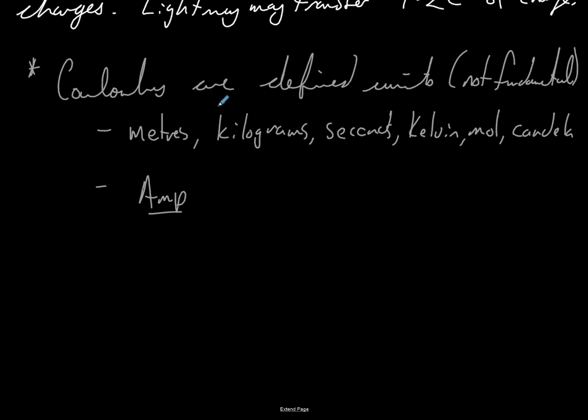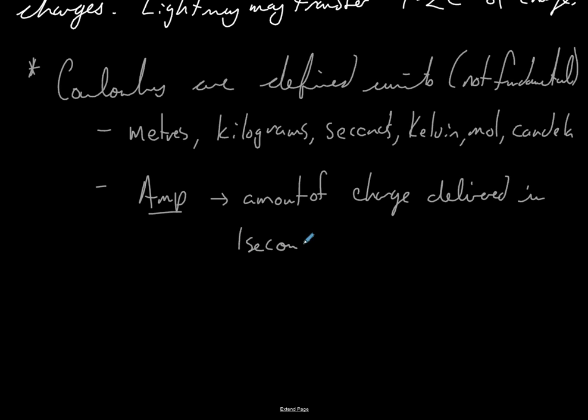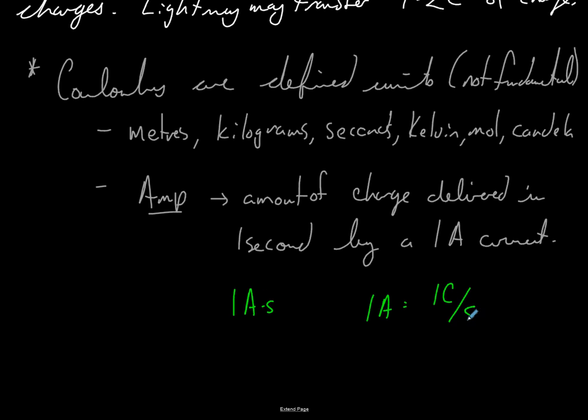Okay, so the definition of a Coulomb is the amount of charge delivered in 1 second by a 1 amp current. We'll get more into currents later on. So the Coulomb then is 1 amp second in fundamental units. And 1 amp therefore is equal to 1 Coulomb every second.